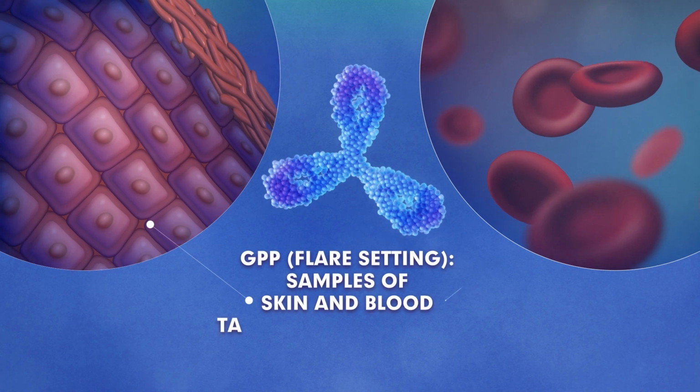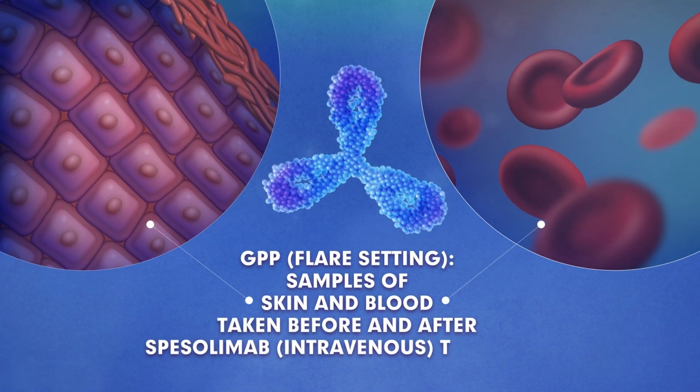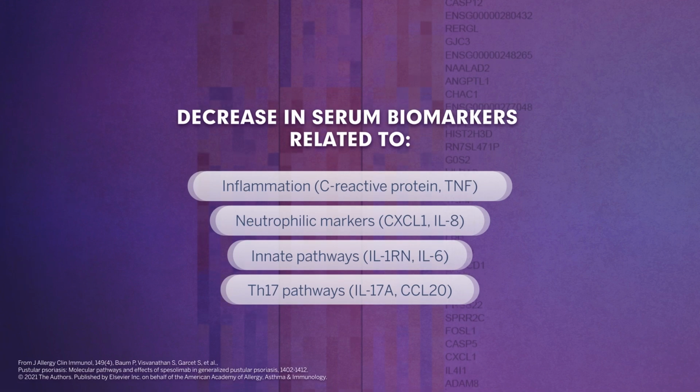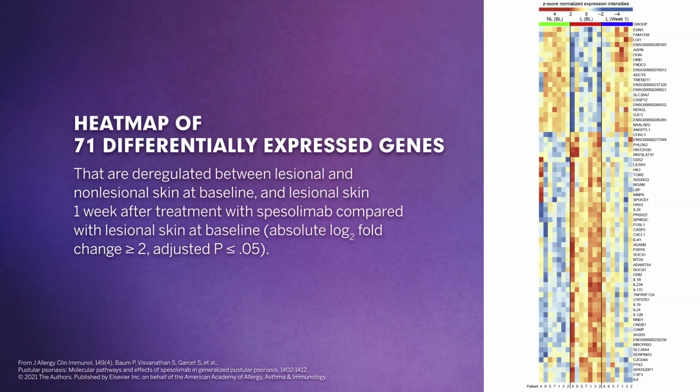In people with GPP flare, samples of skin and blood taken before and after intravenous spesolimab infusion show that spesolimab treatment is associated with rapid downregulation of genes and biomarkers linked to key inflammatory processes, as shown in this gene expression heat map.